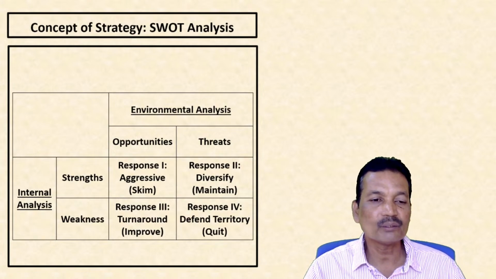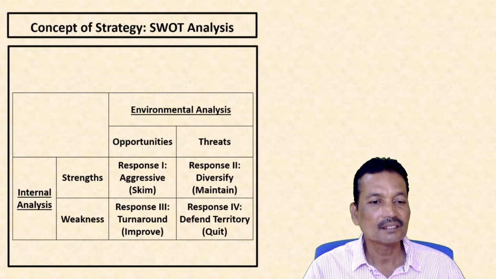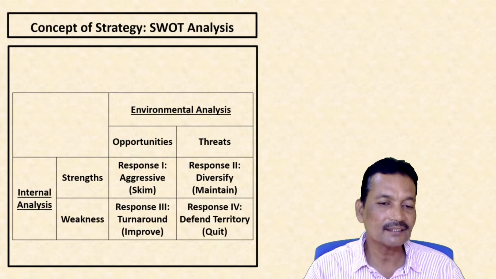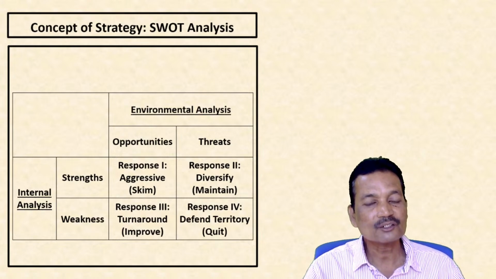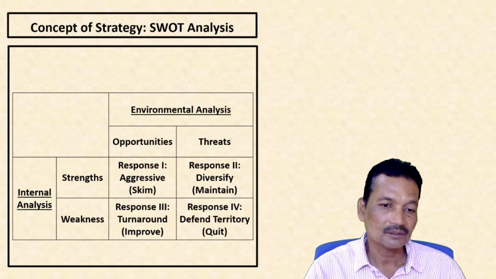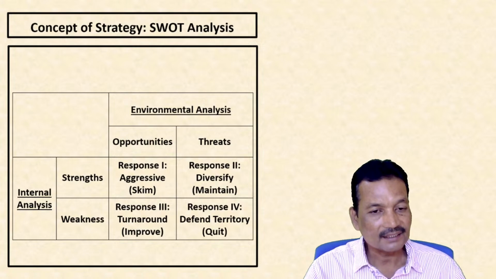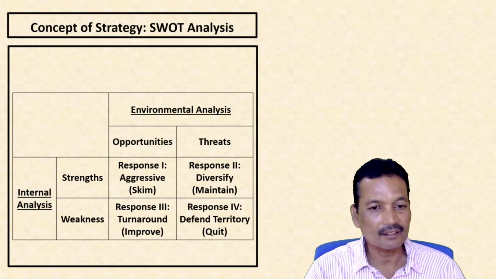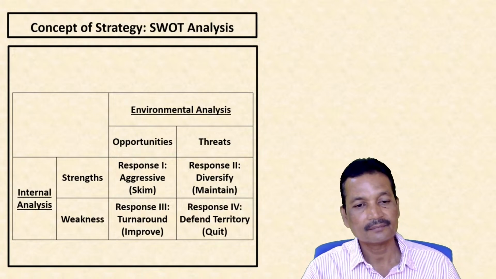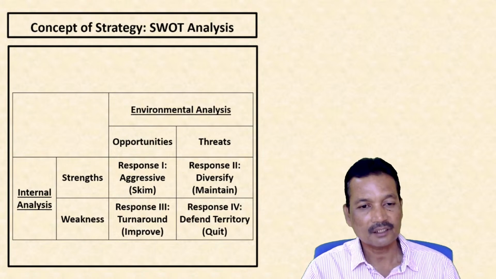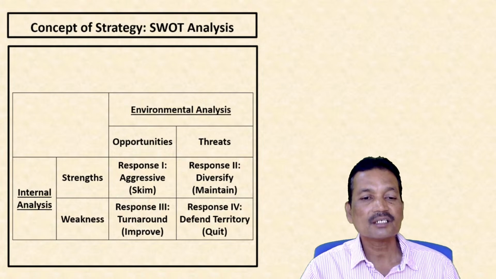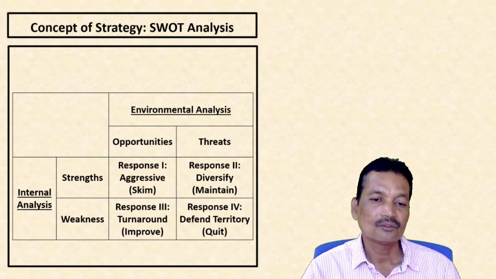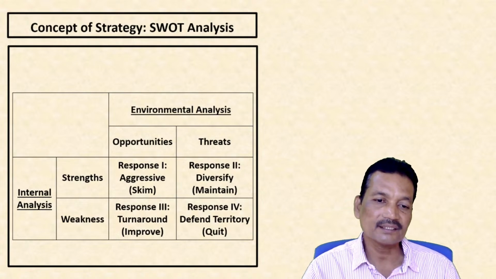Similarly, when we combine weaknesses of the company with the opportunities available in the business environment, that is response 3 in the grid you can see, the company wants to make a turnaround. Turnaround means it will try to assess what the defects and drawbacks are, and what can be done in order to improve the product. The product may be goods or services. So, through research and development, it can turn around its business and move towards its objective.